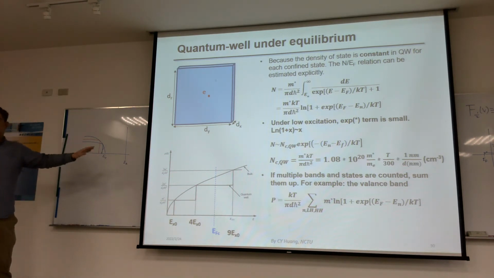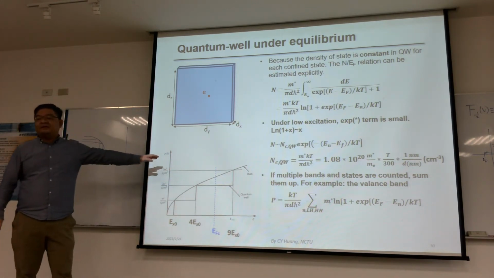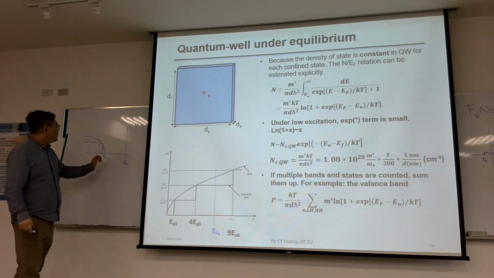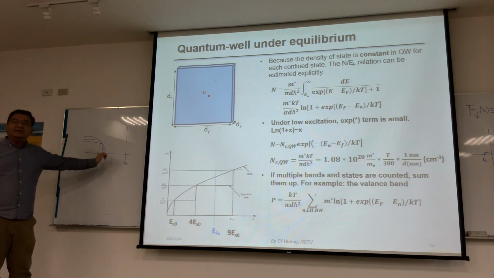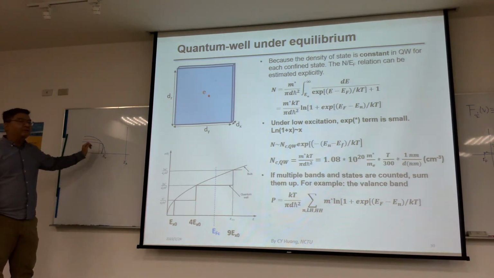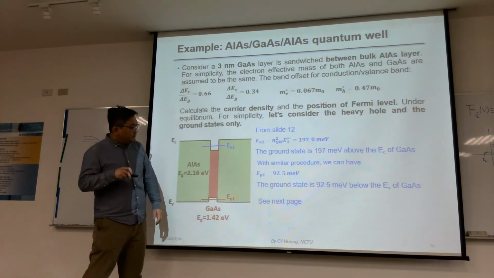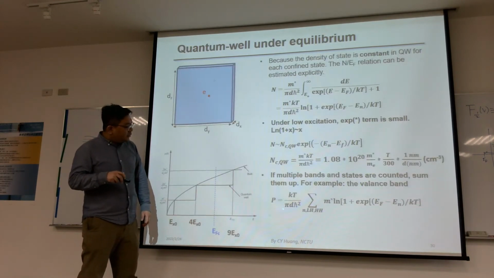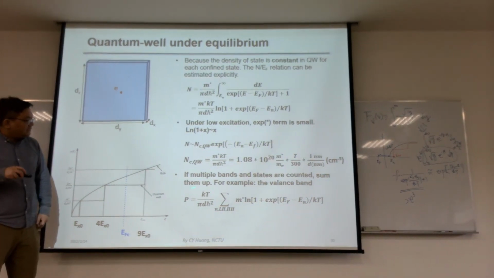So this is also part of the homework. You need to calculate the position of the heavy hole and the light hole, and tell me how many of the holes are heavy holes and how many are light holes. I will show you that later. So anyway, the total density of holes can be written like this.